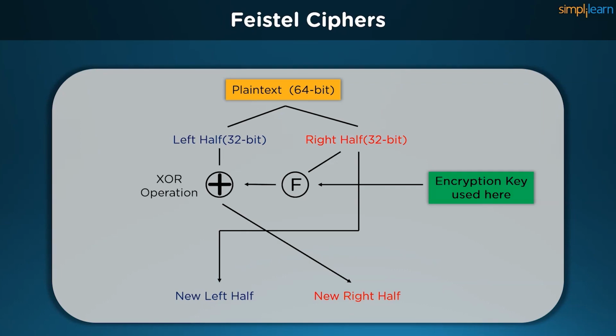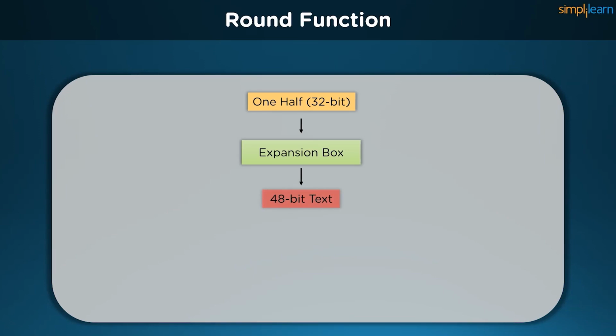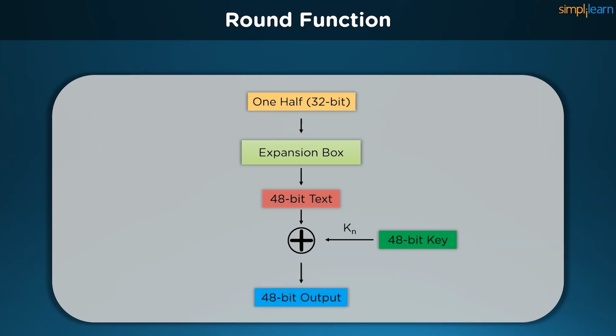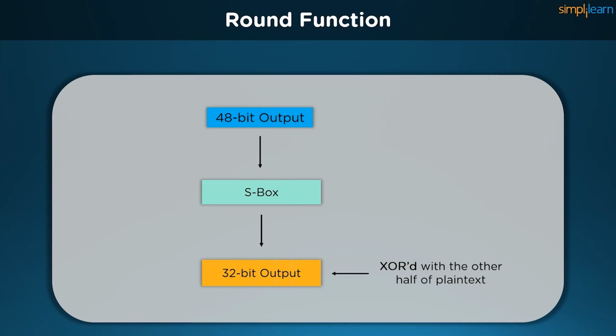Taking into account what happens in the polynomial function, we take one half of the block and pass it through an expansion box. The work of the expansion box is to increase the size of the half from 32-bit to 48-bit text. This is done to make the text compatible with the 48-bit keys we have generated beforehand. Once we pass it through the XOR function, we get a 48-bit text as an output. Now remember, a half should be 32-bit. So this 48-bit output is then passed on to a substitution box. This substitution box reduces its size from 48-bit to 32-bit output, which is then XORed with the first half of the plaintext.